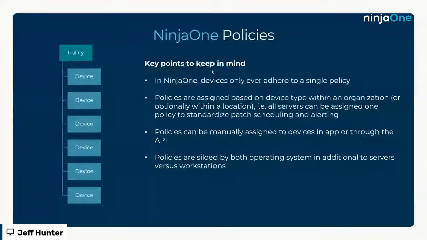So some key points to keep in mind about policies in NinjaOne. In Ninja, devices only ever adhere to a single policy. I know that there are other tools that use policies to where you kind of stack them. So a device might have half a dozen or 20 different policies all assigned to it, all controlling various settings. And Ninja works differently. All the settings are inside the policy object, and that single policy object then gets assigned to devices.